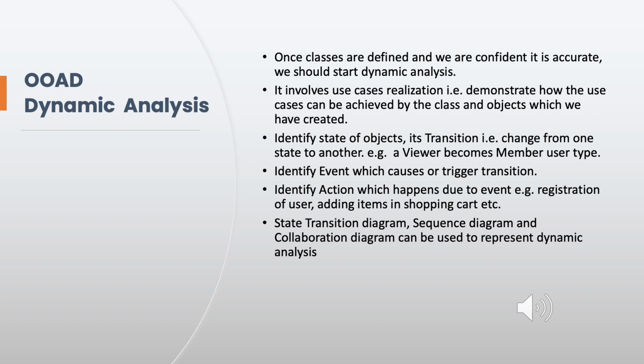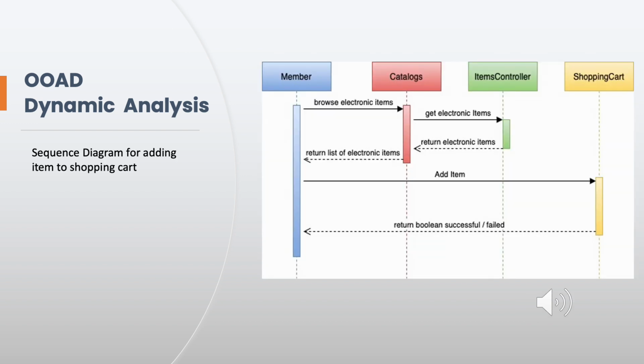State transition diagram, sequence diagram, and collaboration diagram can be used to represent dynamic analysis. Here, I have tried to present a sequence diagram for adding items to the shopping cart. So please take some time to view it.